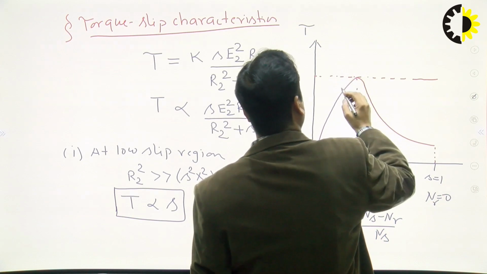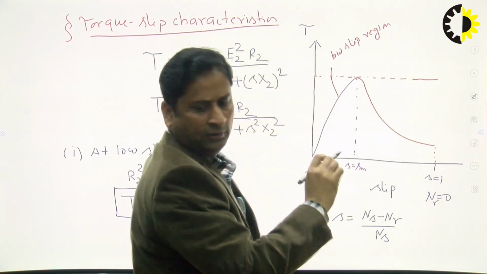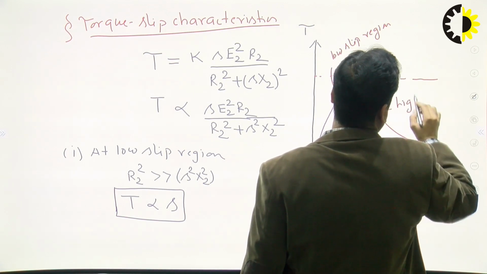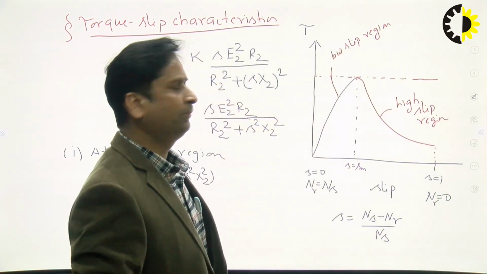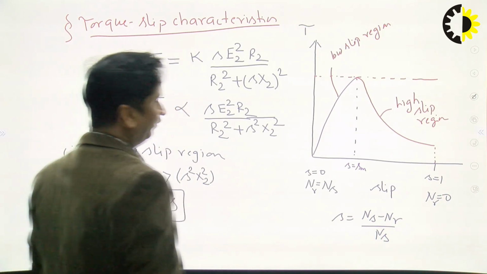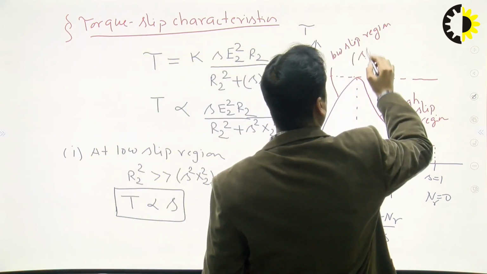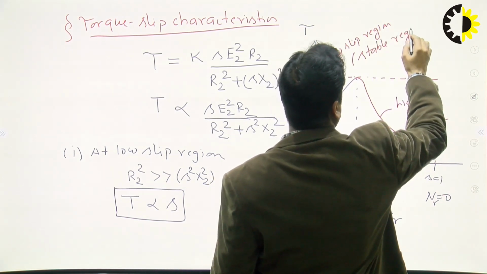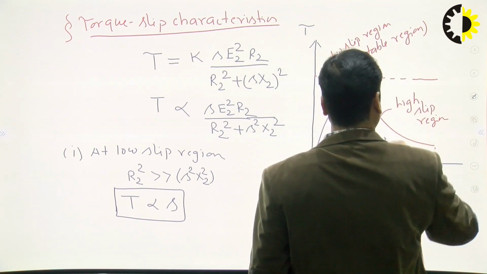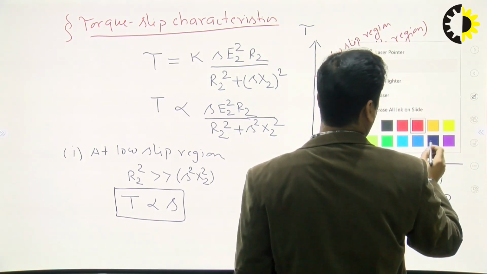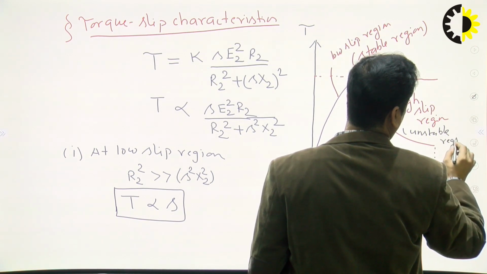This is basically what we call the low slip region, and this is the high slip region. This combination is called the torque slip characteristic of the three-phase induction motor. The linear region is where our induction motor works, so we call it the stable region or operating region. And this high slip region is the unstable region.